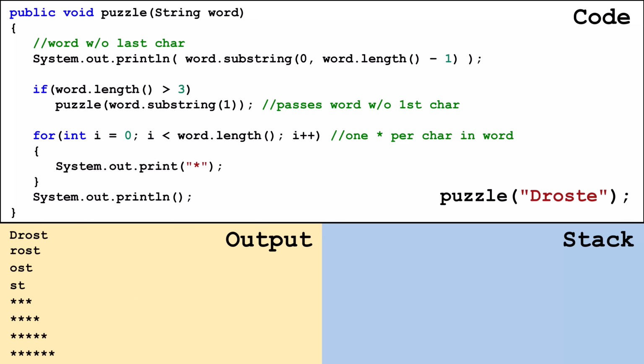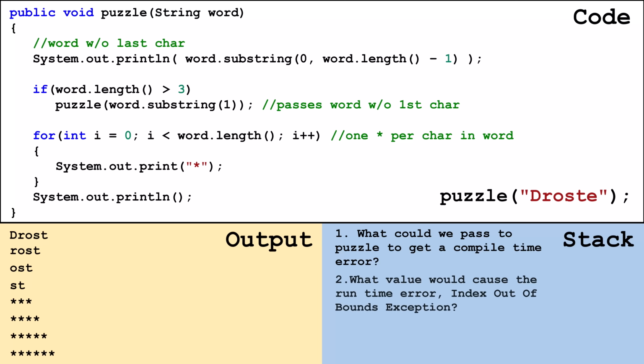As an extra challenge, figure out one of the following and tell me in the comments. First, what could be a value we could pass when we called puzzle that would cause a compile time error where the program wouldn't even start to run? Second, what value could cause a runtime error, index out of bounds exception? Third, what value could cause a runtime error, null pointer exception?